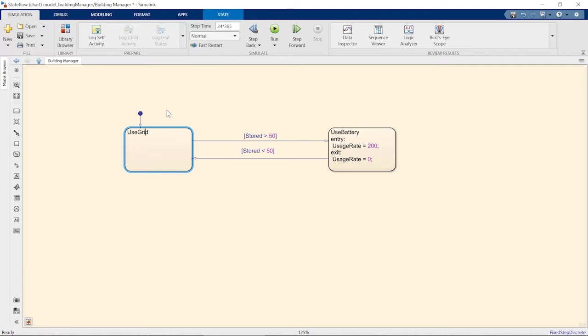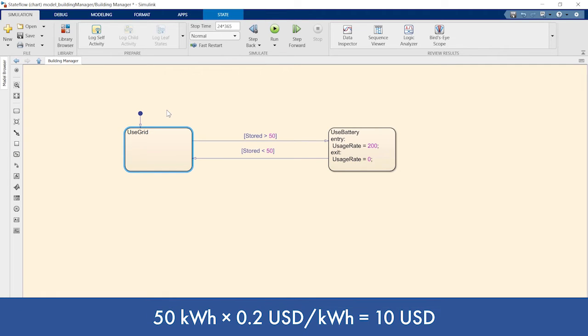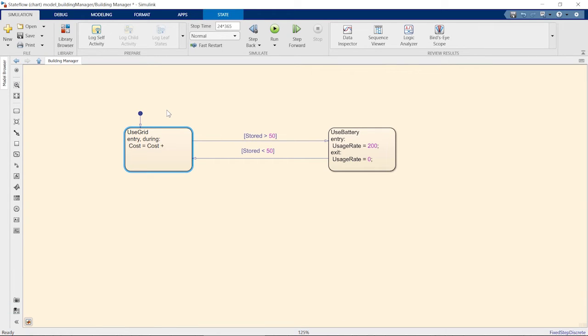On the other hand, when using the grid, the energy price is 20 cents per kilowatt hour, meaning the energy cost will go up by $10 every 15 minutes. So we should increment the energy cost when entering or remaining in the use grid state with entry and during actions. Also, let's not forget to specify a 0 initial value for the cost. Alright, that completes our first state transition diagram.